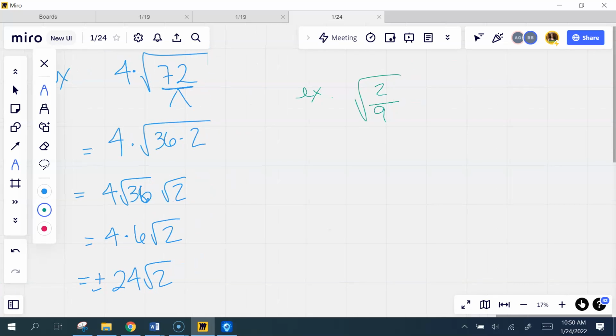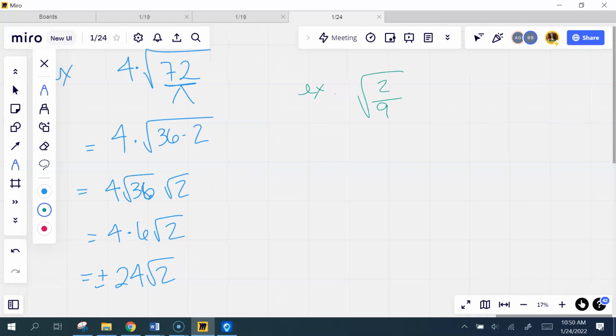Start out easy here. What should I do? Split them. Now what? And before I do that, what do you notice? 9's a perfect square. What's the square root of 9? I could just leave it like that.